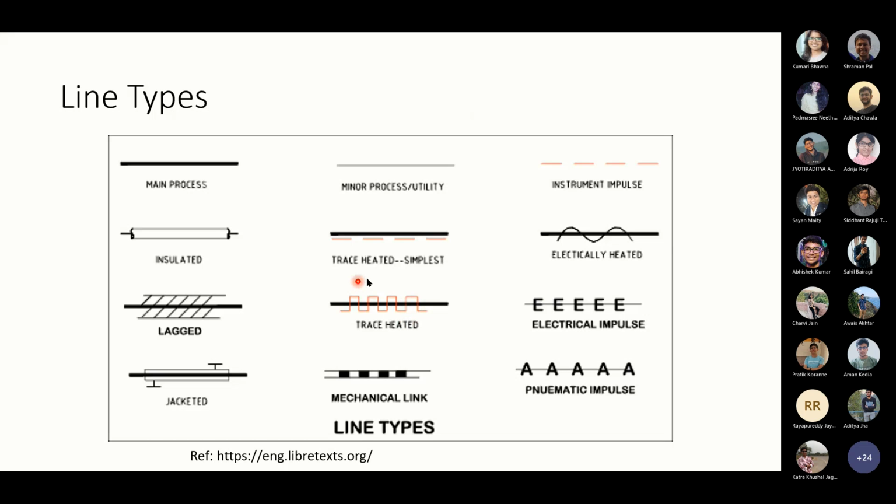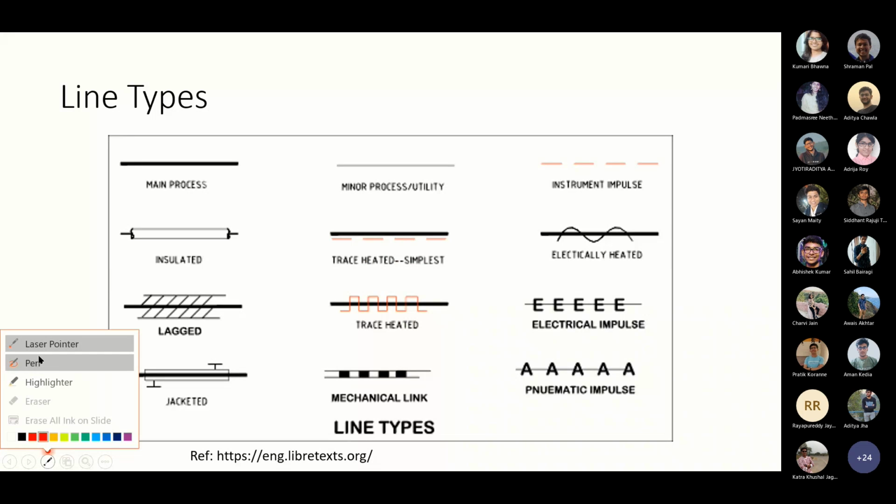Then trace heated. This is the trace heated simple line. Here, what is called trace heating, you have to understand. Let's say this is the pipeline.